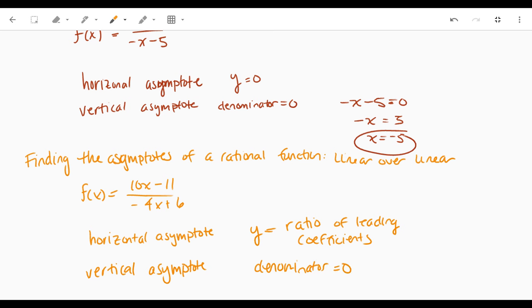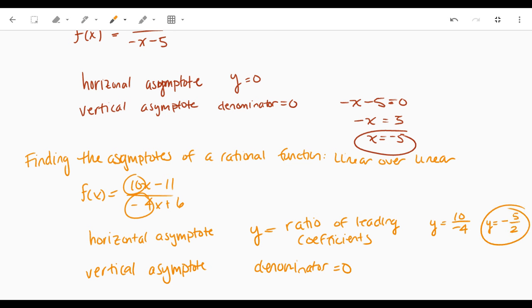Okay, so your leading coefficients are just the numbers by the x's. Okay, so your horizontal asymptote will be y equals 10 over -4. And we'll just reduce it. We can divide them both by 2, and we can actually put that negative out front, which is probably the best format for that. Okay, so we'd have y equals negative 5 over 2.